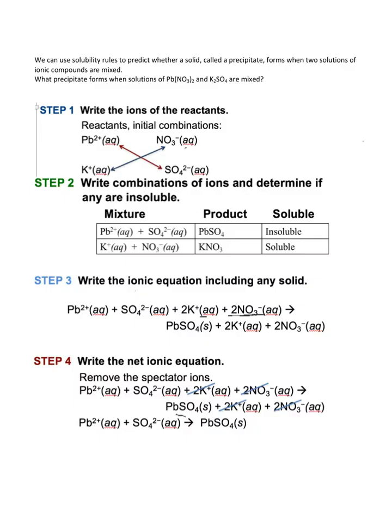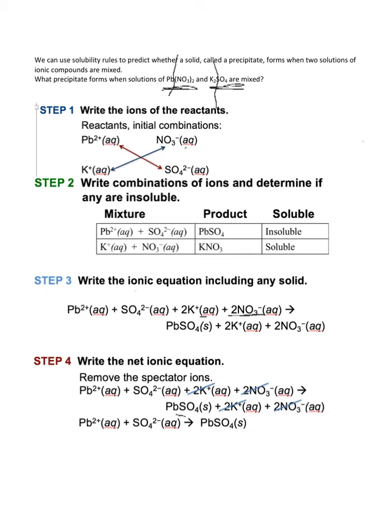We're going to use the solubility rules to predict whether a solid, which we call a precipitate, forms when we have 2 solutions of 2 different ionic compounds that are mixed. We're going to mix lead 2 nitrate and potassium sulfate, and we want to know whether or not we get a solid and what we get. So our first step was to break everything into ions. Remember our hint to break at the metal. So we're going to break at the Pb here and the K2 there.